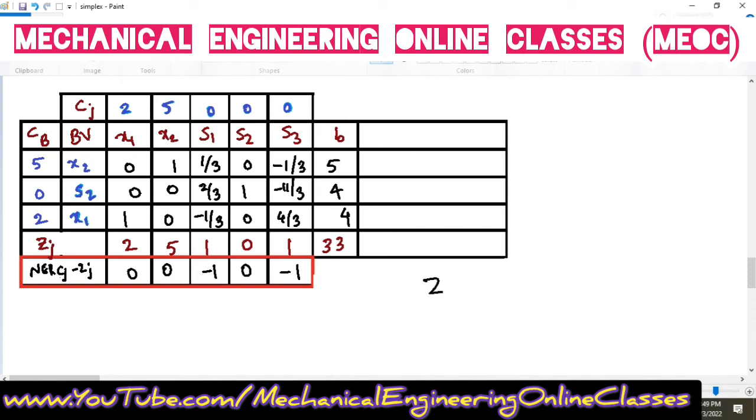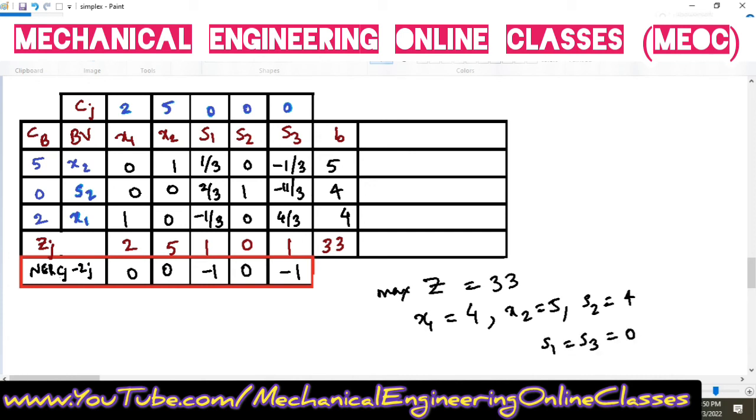And maximum Z is 33 and the corresponding variable values are x1 should be 4, x2 should be 5 and s2 should be 4. These are the basic variables, and s1 and s3 are zeros. So this is the solution.